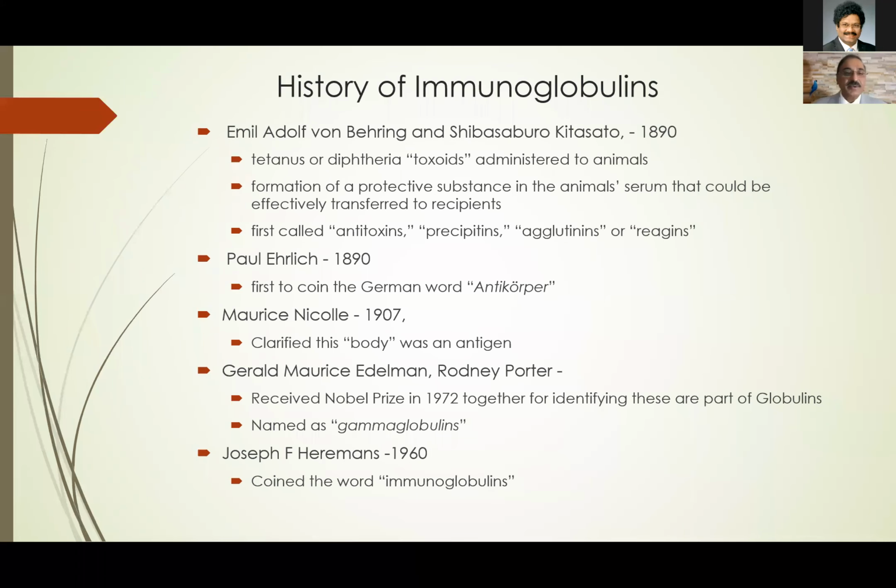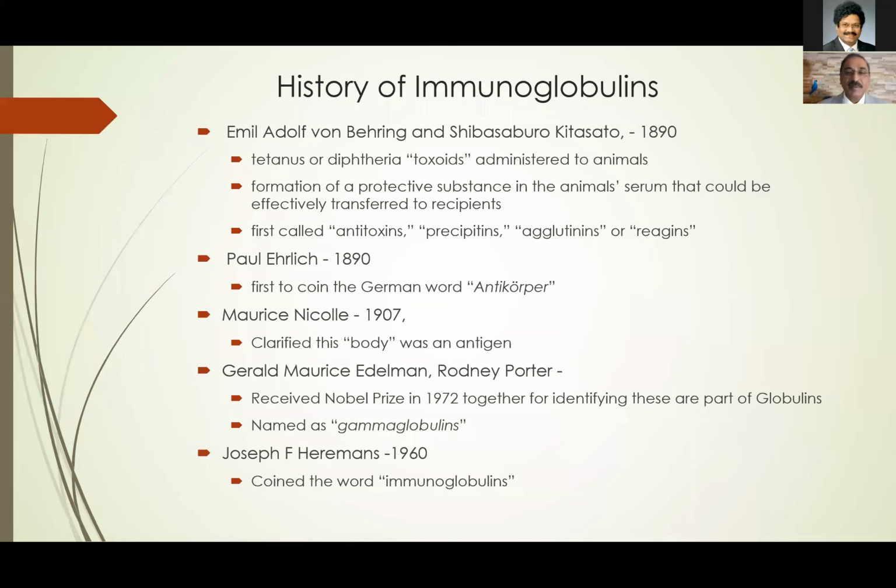Then there's some history we want to go through. It's again Dr. Behring and also Kitasato in 1890 first given the toxoids. Remember tetanus and diphtheria toxins, they were given to the animals. These toxoids, when they give the animals, they produce some serum particles. So they transfer that serum to other recipients, which can also develop protection against the infection. So they call them as the antitoxins or precipitins, agglutinins, reagents. These are the words that we used to learn by heart when I was in the medical school in 1975.